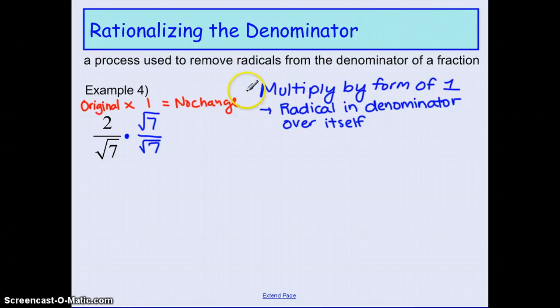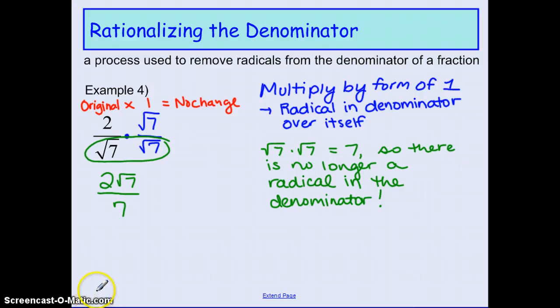And this is really exciting because if we multiply this together, you know that the top is going to be 2 radical 7. And then what happens on the bottom is the important part. Radical 7 times radical 7, you know from our earlier work, is just 7, no longer a radical. And now that we no longer have a radical in the denominator, we only have one radical. It's completely simplified. There are no fractions. So we have an answer. And we have rationalized the denominator by multiplying by this form of 1. So we're finished.